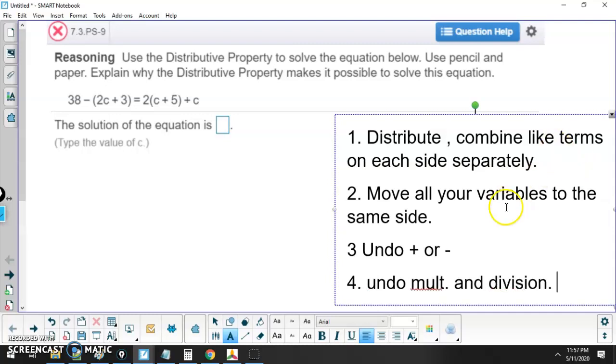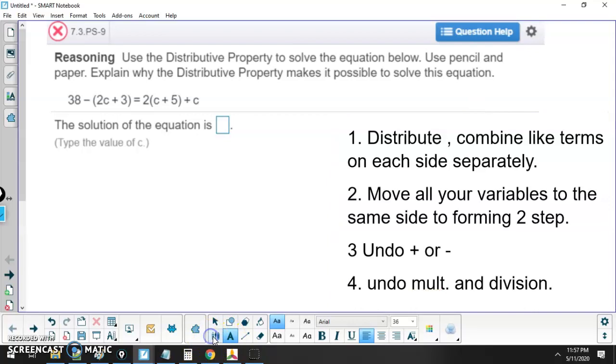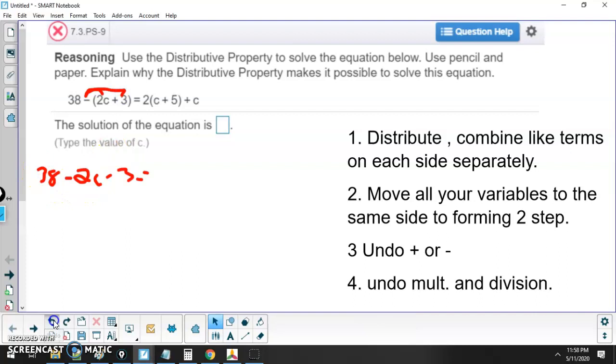All right, so yeah, you basically are forming a two-step by simplifying each side and moving your variables to one side first. All right, so let's go ahead and do this one here. Distributing, there is a minus sign here. So this minus sign is like multiplying by a -1, so you have to distribute that.